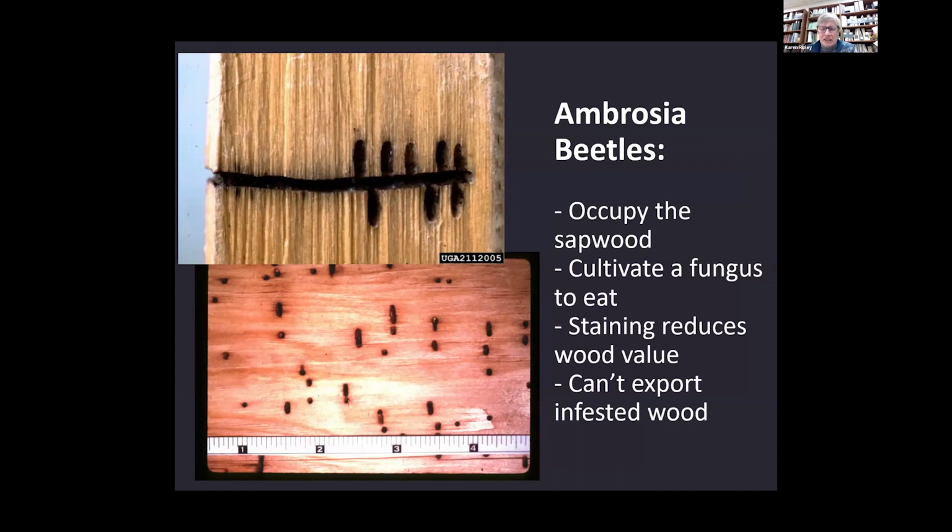They cultivate a fungus to eat, and that fungus is what's staining the wood black along their tunnels. They carry the fungus with them. They have some special pits on their bodies and the spores stick to them as well, but they actively plant the fungus inside these tunnels, and that's what the baby beetles eat. The staining reduces wood value, and you can't export infested wood.